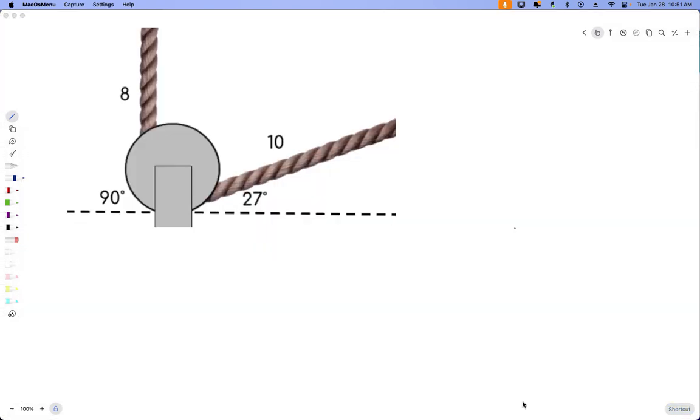Okay. All right, so here's our next one. Again, we are pulling on both ends of the rope according to the directions of the problem. So this is pulling straight up. Straight up. So what does that mean?